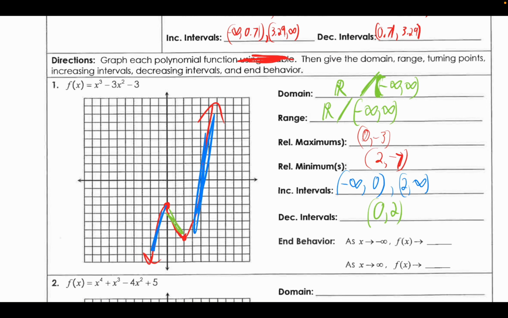And now our end behavior. As x goes to negative infinity, as x goes to the left forever, which is this way, the y's are going down forever. It's going down and left. So that's negative infinity. F of x, remember, is just y. And so now as x is going forever right, the right portion of the graph, the y values are going up. And so it's going up and right forever, positive infinity for the y values.